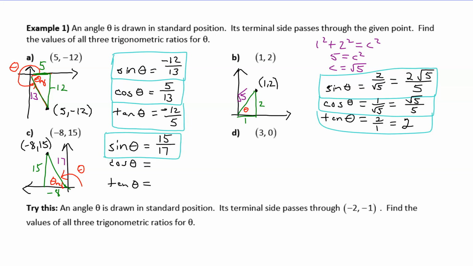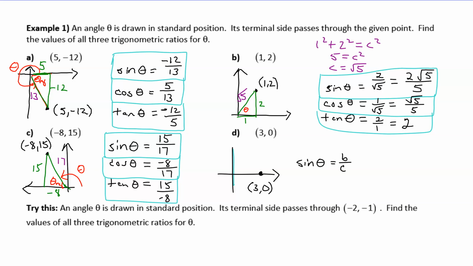Sine of theta is opposite over hypotenuse, and cosine theta is adjacent over hypotenuse, and tangent theta is opposite over adjacent. Now let's look at D. The point (3, 0) is on an axis, which means that it's not contained within one of the four quadrants. It's in between quadrants. So we're going to need to use the unit circle definitions, or rather the circular definitions.